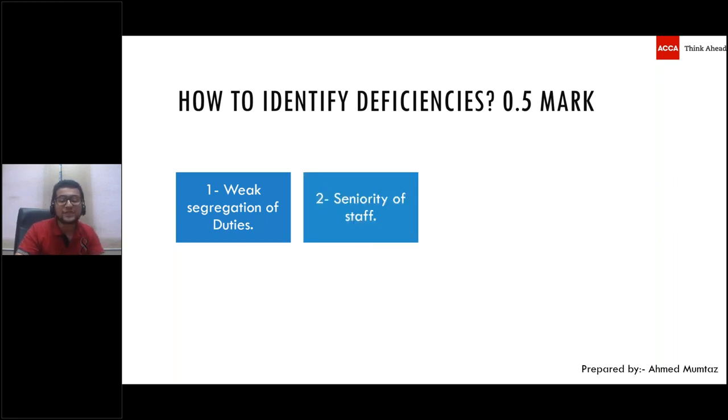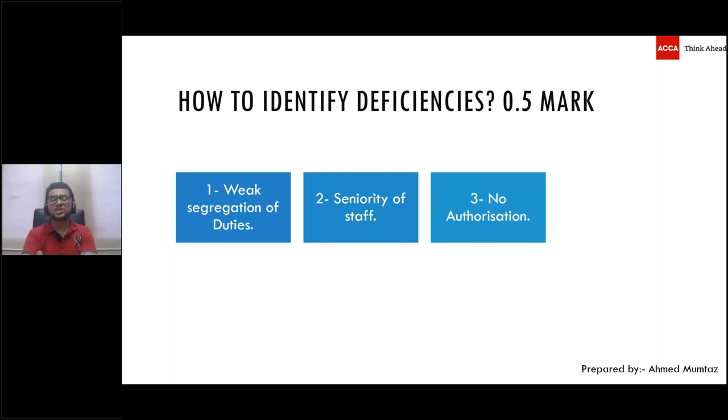Second, if someone is involved in a particular task and that someone is not senior enough, you will consider it as a deficiency. Why? Because maybe that job requires someone to be senior enough, having good enough expertise and knowledge. So what if that individual is not that senior enough, and as a result, he or she might not have the good enough knowledge or experience to deliver the job? So we will consider it as a deficiency. But if someone is performing a particular job having good enough seniority, we will consider it as a good control.